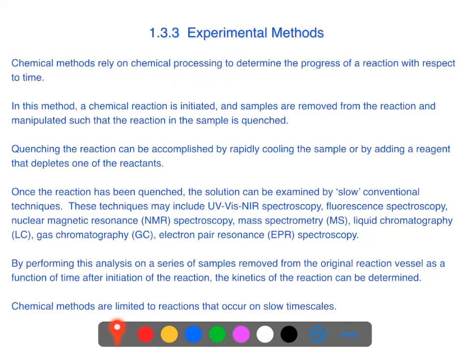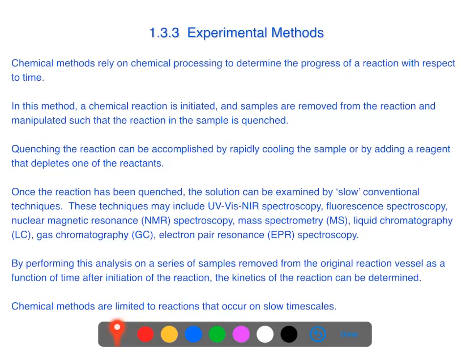with respect to time. Generally, in this method, a chemical reaction is initiated, samples are removed from the reaction, and they're manipulated in such a way that the sample is quenched. Now, quenching the reaction can be accomplished by rapidly cooling the sample or adding some reagent that depletes one of the reactants. Once the reaction has been quenched, the solution can be examined by slow conventional techniques. These are often referred to as steady state techniques.